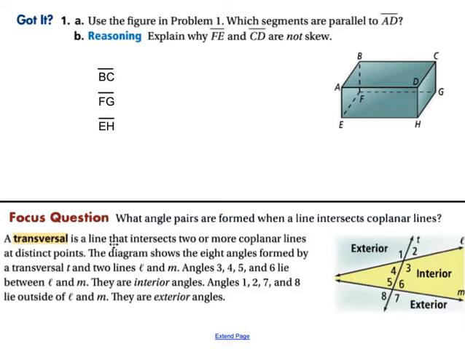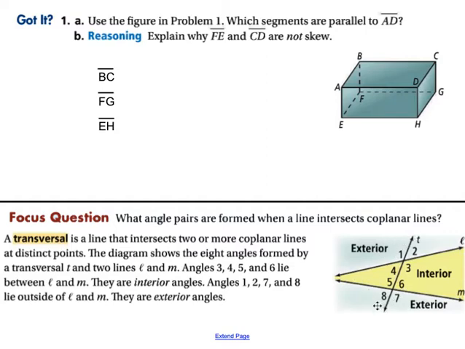First of all, a transversal is a line. This line T here is called a transversal, and it intersects two or more coplanar lines at distinct points. There are 8 angles that are formed when we have two lines cut by a transversal.